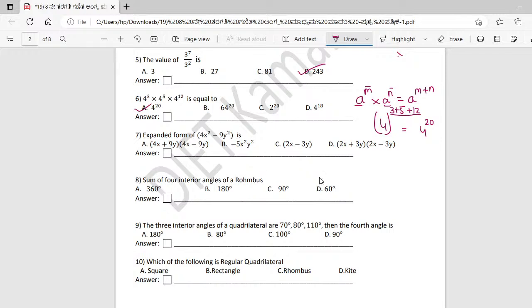Okay, so this was the sixth answer, that is 4 to the power of 20. Let us go with our seventh one.